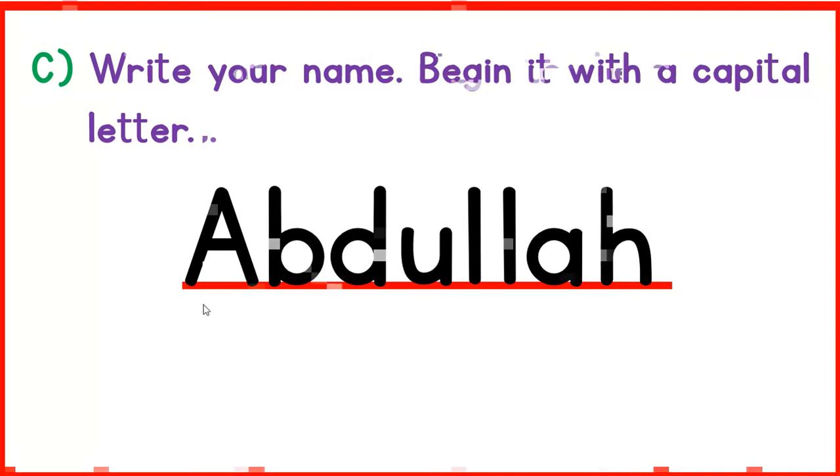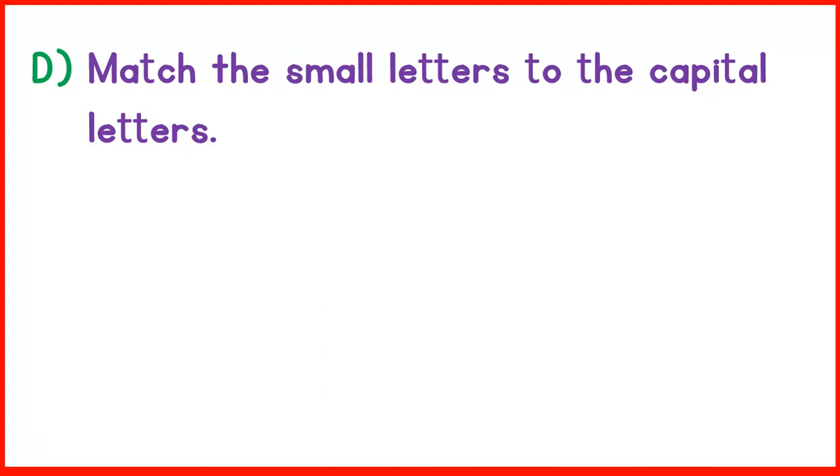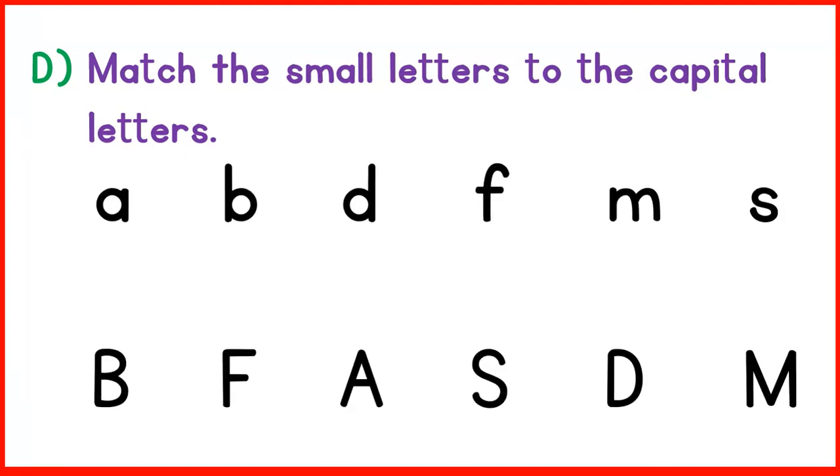Now comes question number D. Match the small letters to the capital letters. Very easy question. It's very easy for you. This is small a, this is capital A. Match. Yes, like this. Now B. Okay, match B. These are small letters and these are capital letters. Inshallah, you can do it easily.